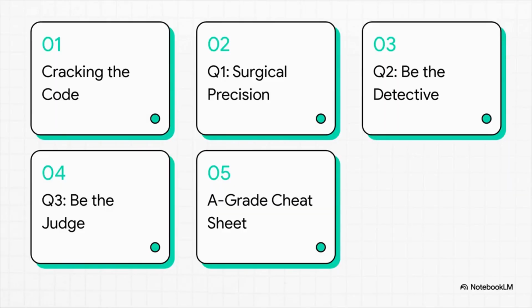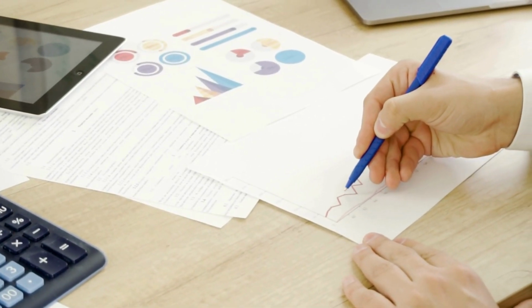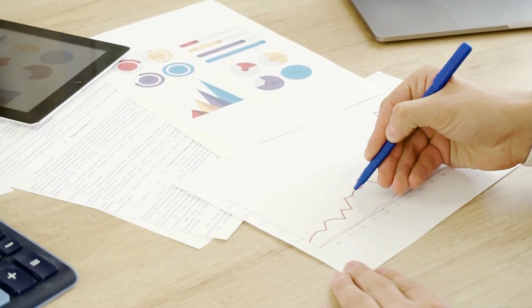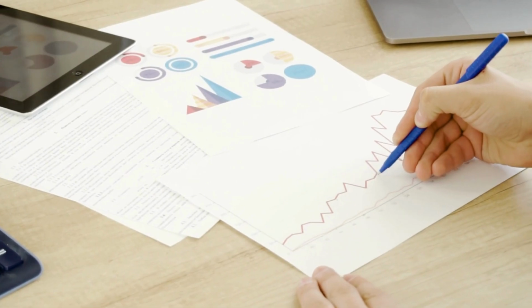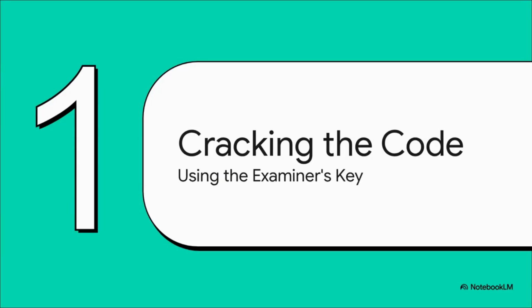So here's our game plan. First, we'll crack that overall examiner's code. Then, we're going to break down each question one by one. We'll talk surgical precision for Q1, how to be the detective for Q2, and how to act as the judge for Q3. And then at the end, I'll give you a super powerful A-grade cheat sheet to bring it all home.